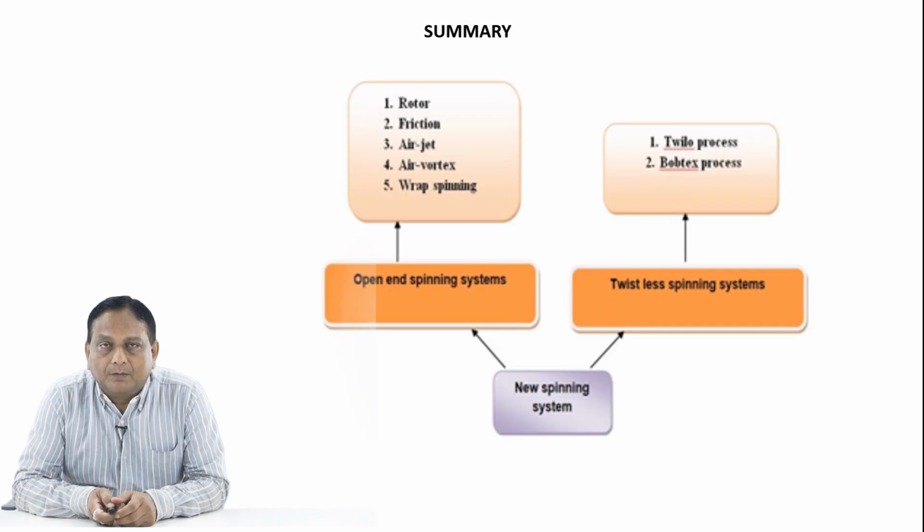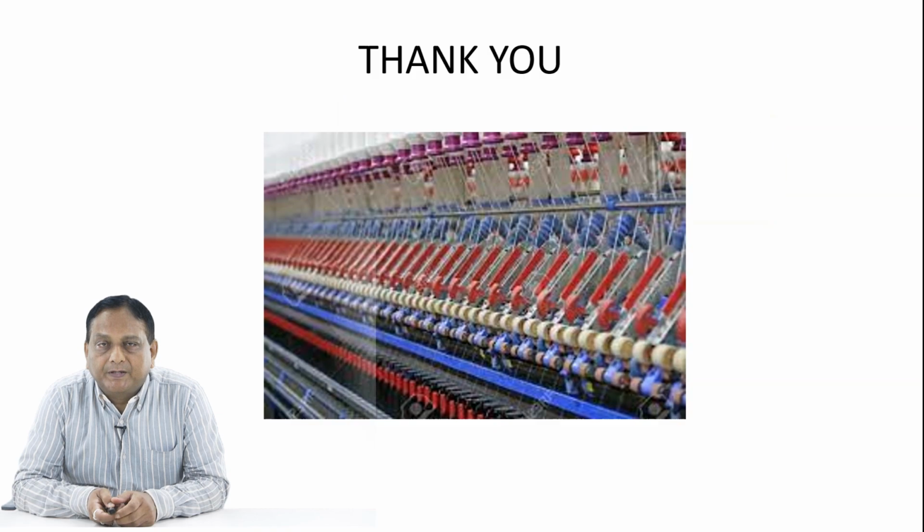So let us see the summary of this process. We have seen the high speed spinning systems, rotor, friction, air jet and also Bobtex spinning, and we have also seen two different types, that is open end spinning systems and twistless spinning systems.